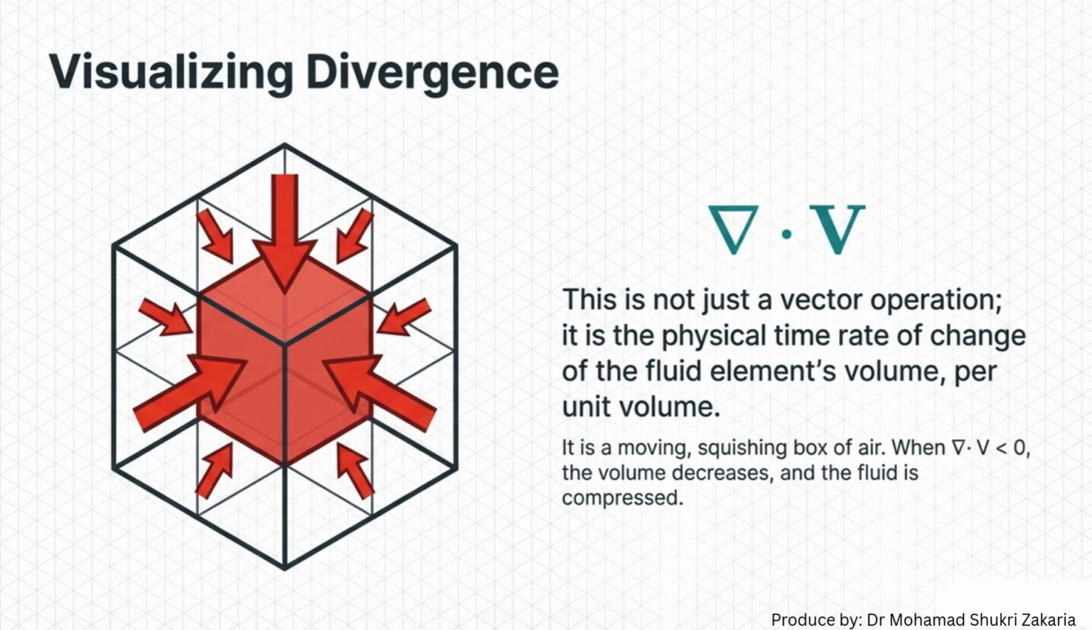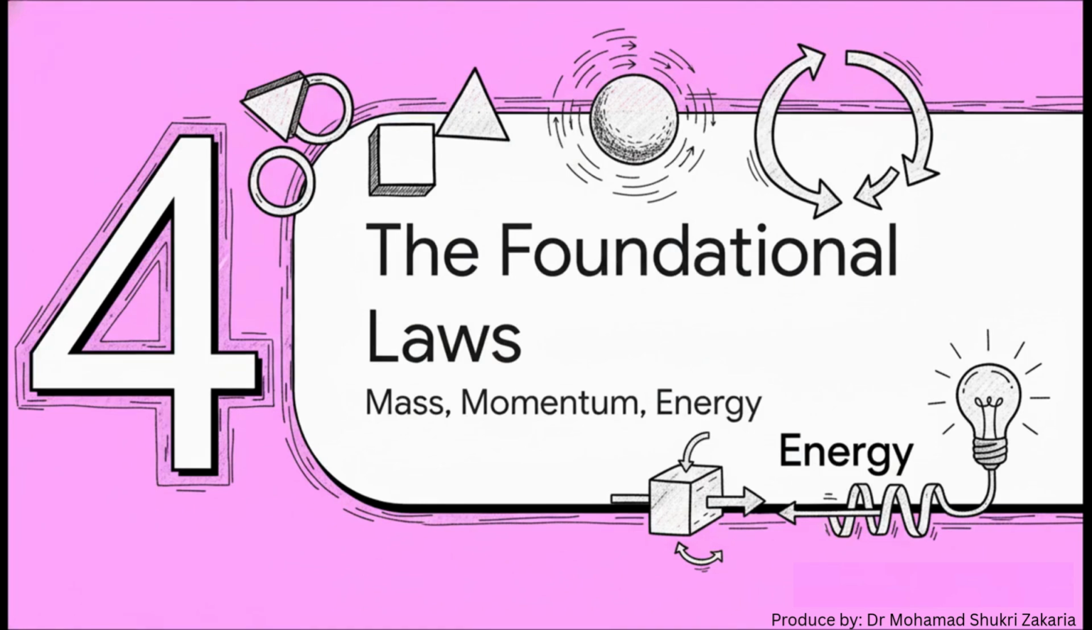And this slide gives us the perfect mental image. Think of that red cube as a tiny, squishy box of air. See those red arrows pushing inwards? They represent forces that are squishing it. As the volume of that box gets smaller, we just say the fluid is being compressed, and in that case, the divergence would be a negative number. If the arrows were pointing out and the box was expanding, well, the divergence would be positive. It's a direct measure of compression or expansion. Simple as that. So we've got these cool mathematical tools for tracking properties and watching volumes change.